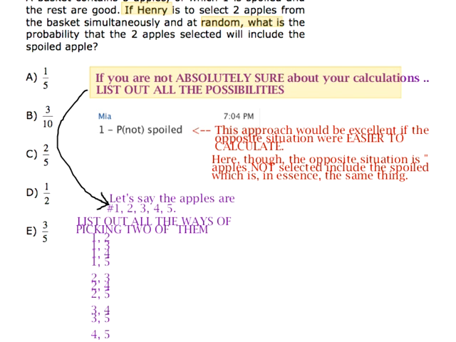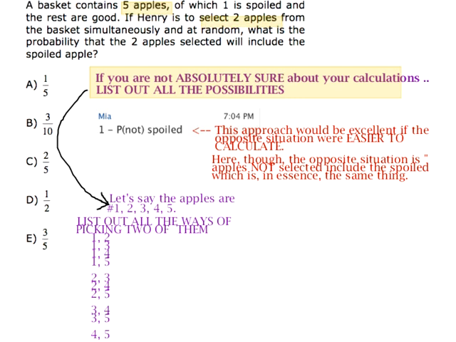So out of these 10 ways, now let's just say the spoiled apple is number 1. Okay. Well, let's say number 1 is the spoiled one. So in that case, these are the 4 that we want. We want these 4 out of 10. So literally 4 possibilities out of 10. So 4 out of 10, which is 2 out of 5. That's it. That's kind of all you have to do here.